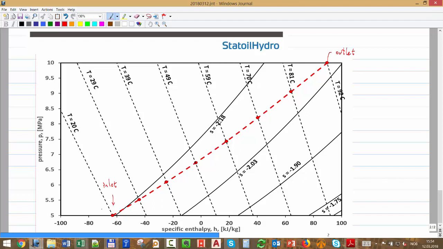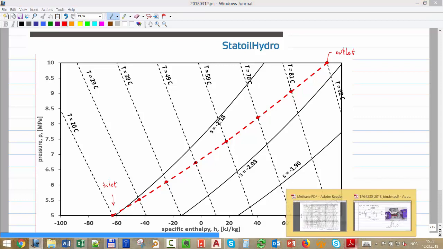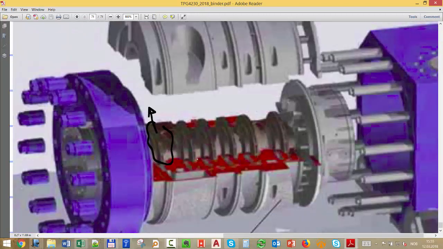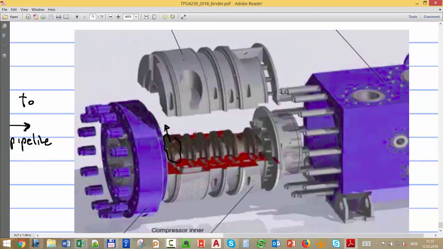Like you saw last class, so let me pull up that image. We cannot make all the compression in one go. Why not? Just with one impeller, one diffuser?